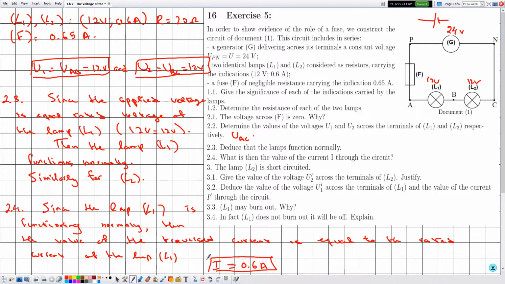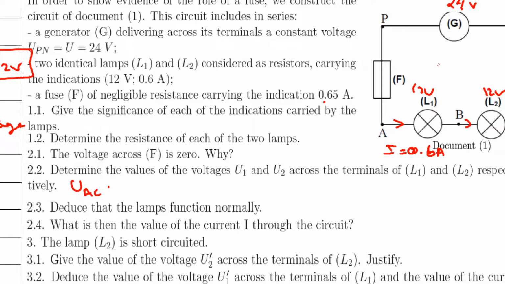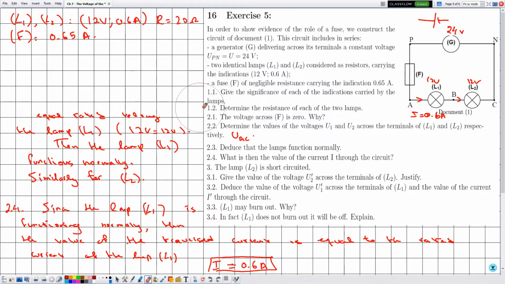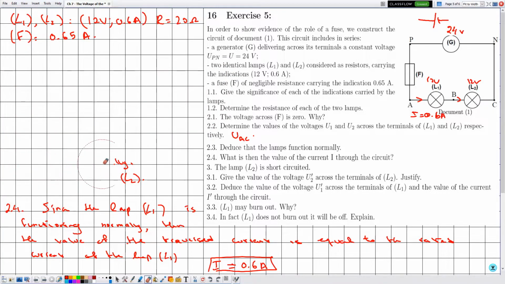Since the lamp L1 is functioning normally, the value of the traversed current is equal to the rated current of the lamp L1, so I is equal to 0.6 amperes. Now notice that here the fuse has a rated current of 0.65 amperes and the traversed current is 0.6 amperes, which is less than the rated current of the fuse, so the fuse will not burn out. Whenever we have a fuse in an electric circuit, we should keep an eye on comparing the value of the traversed current to the rated current of the fuse.